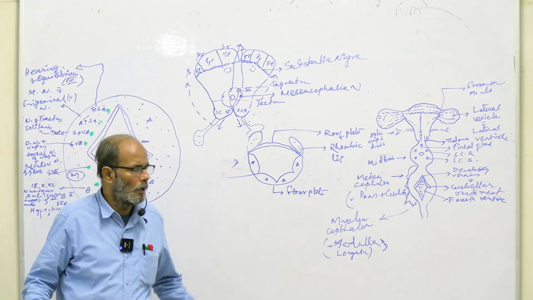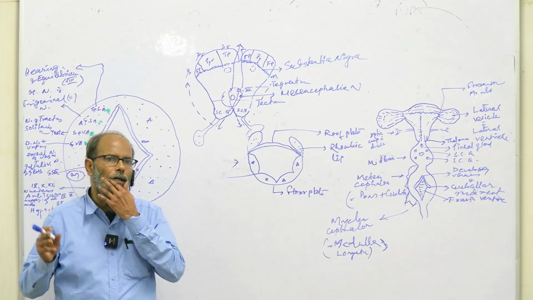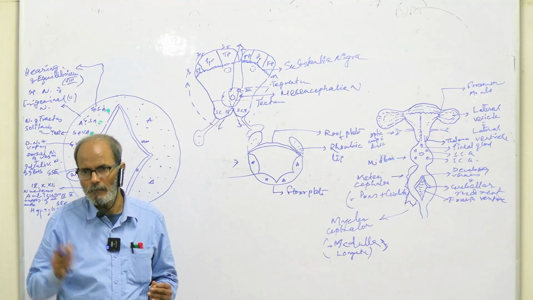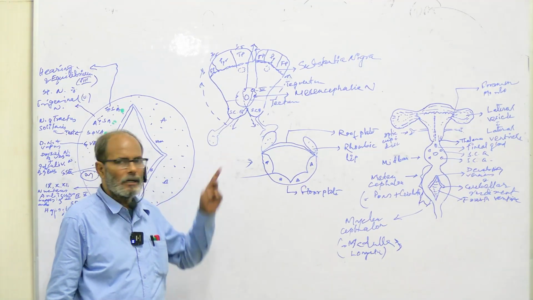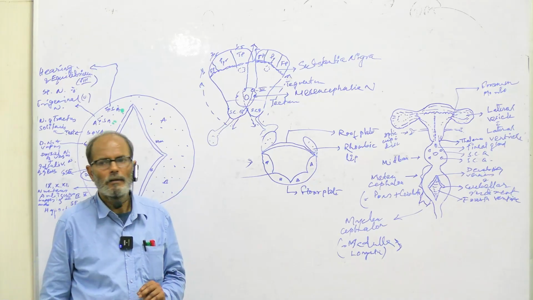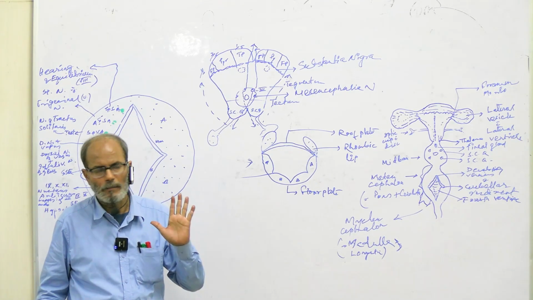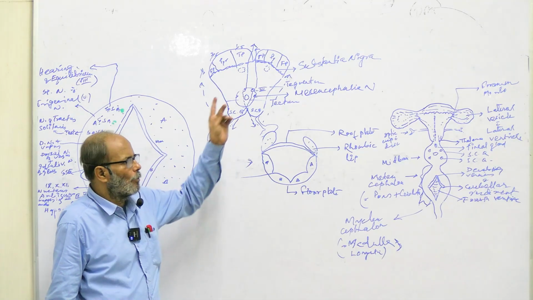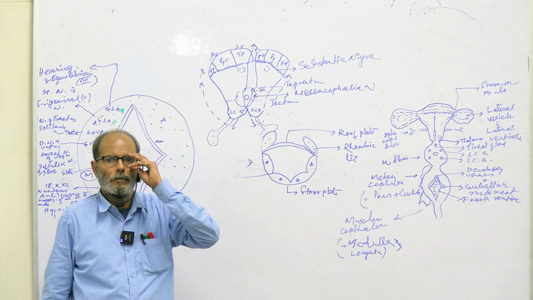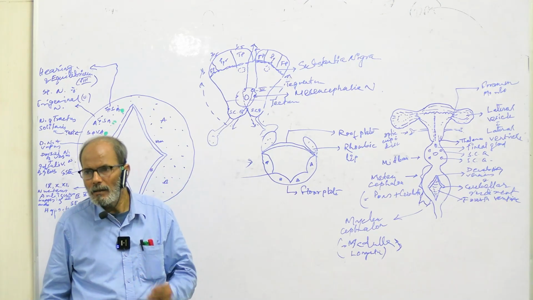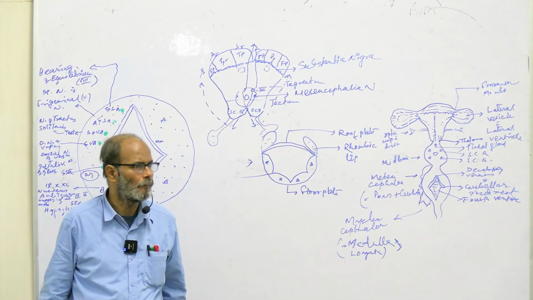Now, you will see the medial geniculate body is related to the optic radiation. And the lateral geniculate body is related to the vestibular, that is the 8th nerve. Okay? So, via the superior and inferior brachium. Alright, via the superior brachium and inferior brachium.